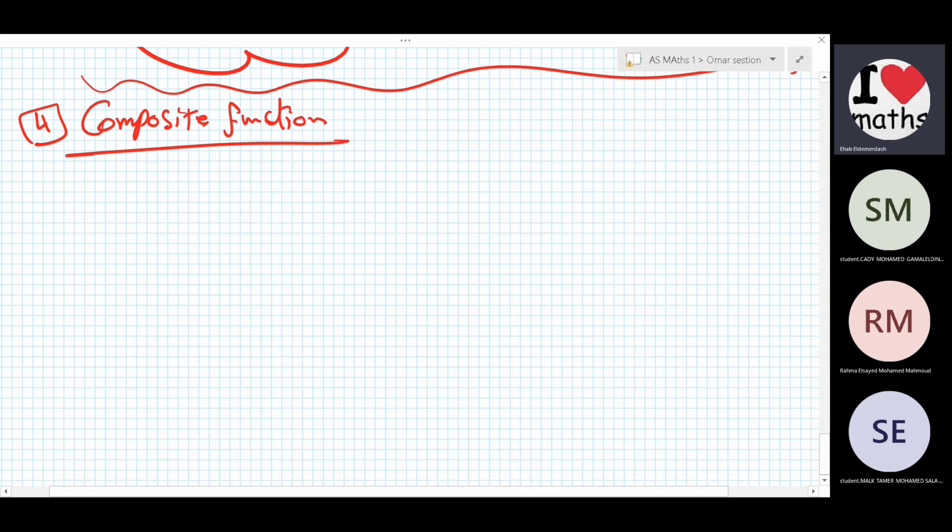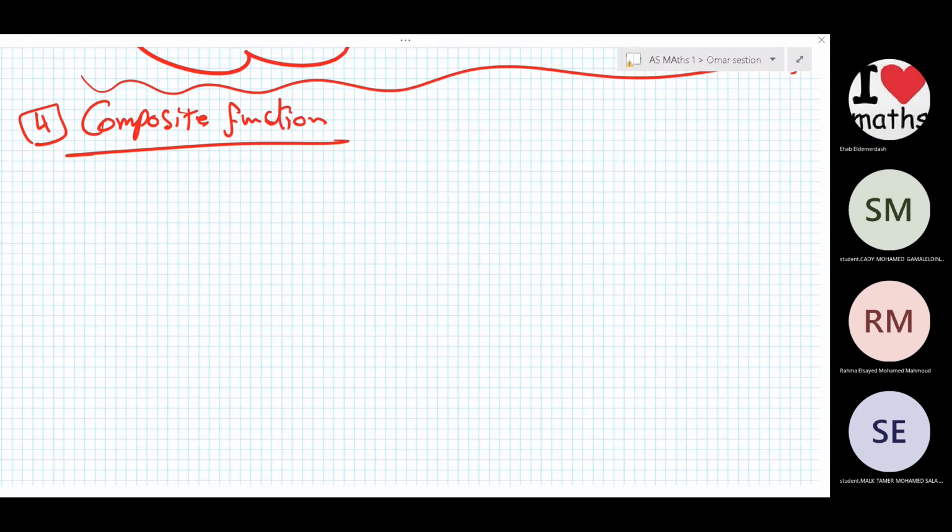Let's understand what the word means. Let's go for the composite function. Hi miss. Hello. Mohamed Khaled is absent. Okay.